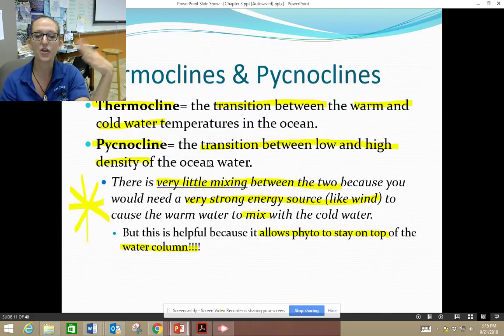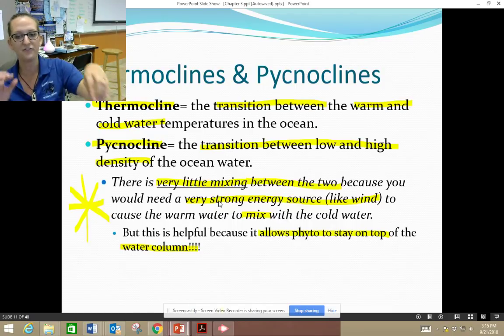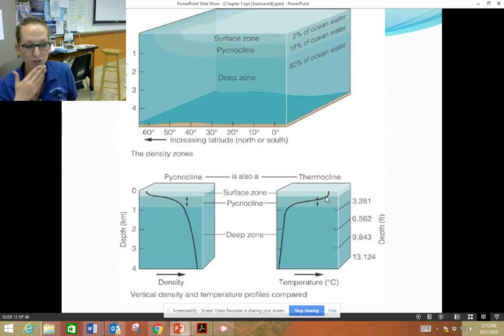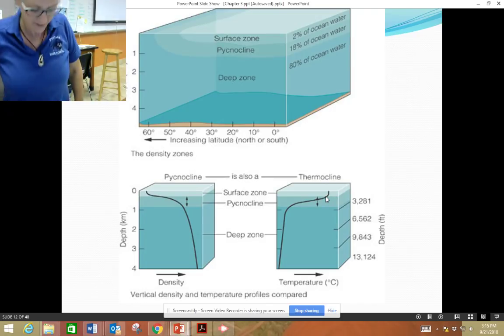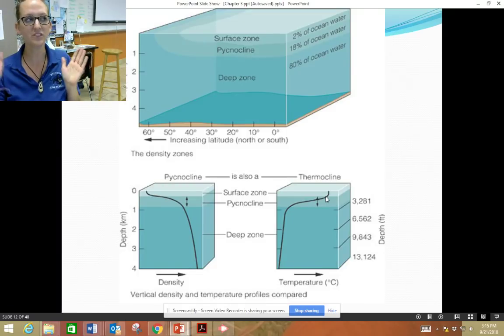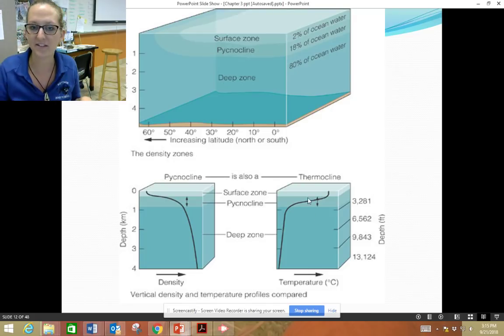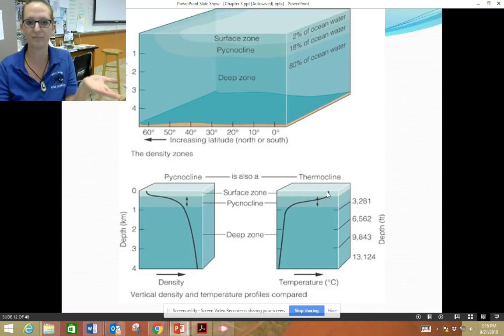Now, the thermocline is super influential because it allows the phytoplankton to stay on top of the water column. Phytoplankton don't swim. Again, they're planktonic, so they float. We don't want them sinking. They're our primary producers in the ocean. If they sink, they're not going to have access to sunlight. They don't swim. They're not going to be able to come back up, and they're just going to die. And so we're going to lose our primary producers here.